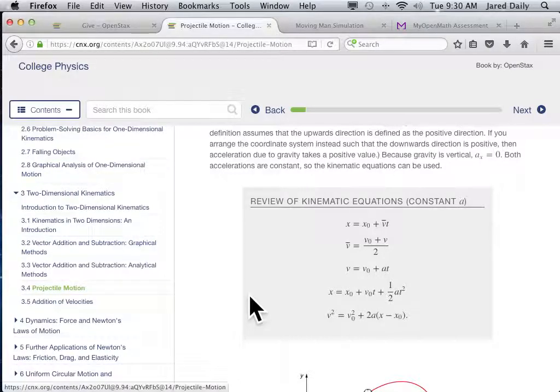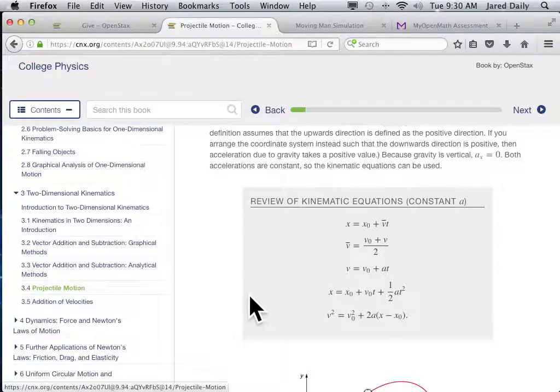I can also rearrange this first equation to calculate my average velocity in the x direction to get this equation. The average velocity in the x direction equals, and this is just a definition, delta x, which is x final minus x initial, over time. That's another way to calculate your average velocity.